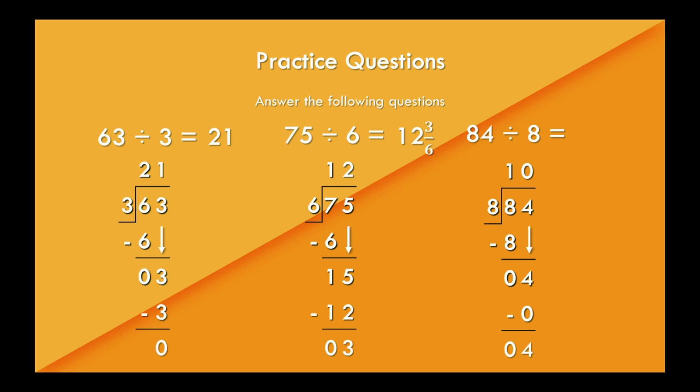So our final answer is 10 remainder 4, or 10 4 over 8, which can also be simplified as 10 and a half. Again, we'll talk about that in another video.